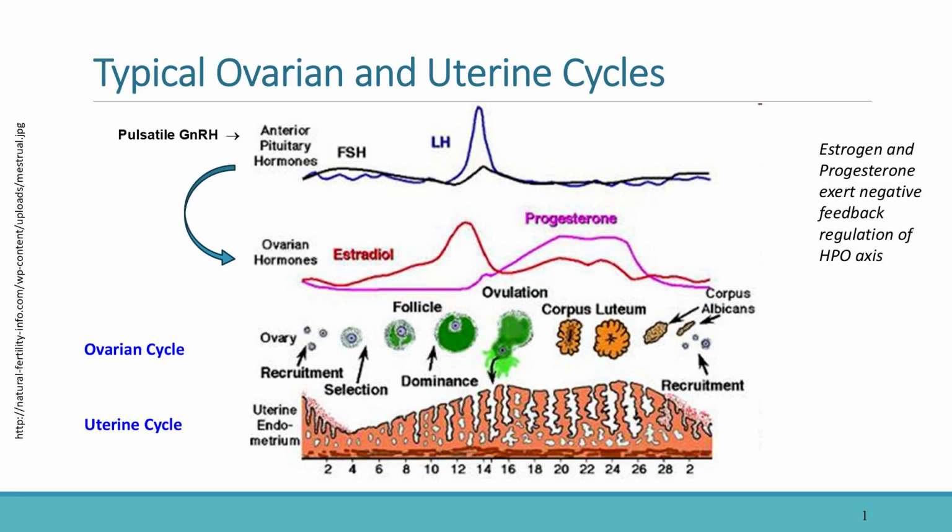Estrogen and progesterone then exert negative feedback inhibition on the hypothalamo-pituitary-ovarian axis. The uterine endometrium simultaneously undergoes proliferative and secretory changes. This slide is extremely important because hormonal contraceptives largely work by flattening these cyclical hormonal fluctuations and preventing the LH surge.